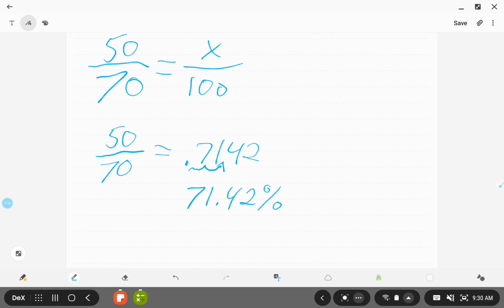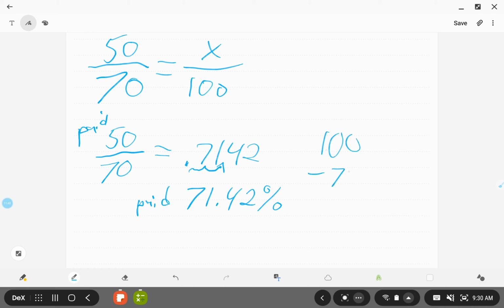Think about it. They paid $50. The original was 70. So remember your relationships. They have to stay the same, right? So since we calculated 50 over 70, and 50 was the amount paid, then the 71% would also be the amount paid. So I'm looking for how much they saved. I would have to take 100 and subtract that 71. I'll just round it to 71. 100 subtract that 71, and that'll give me 29% that she saved.